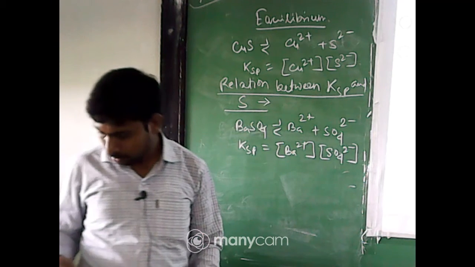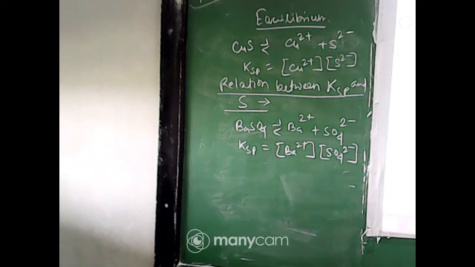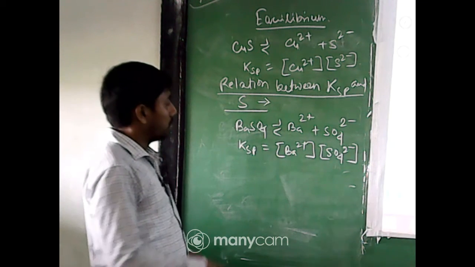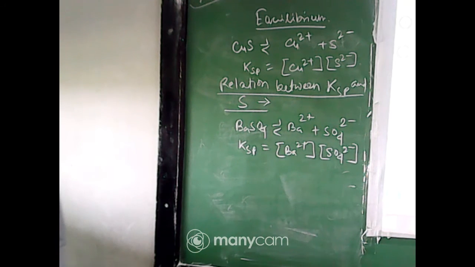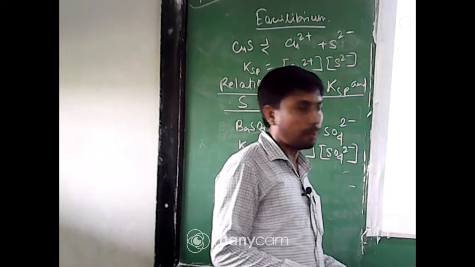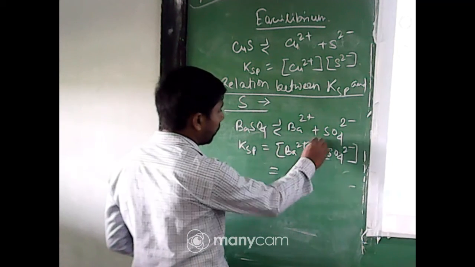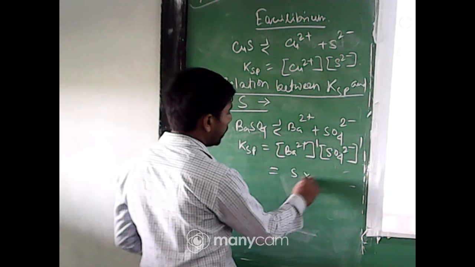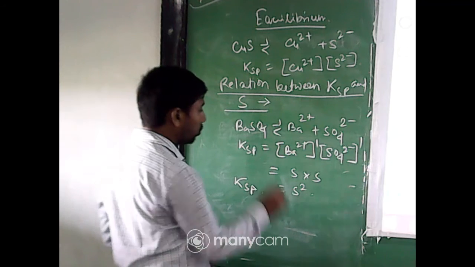Okay. Now move to the relation between solubility and solubility product. Ksp is equal to the individual concentrations to the power of their numbers. Now, if we assume that the solubility is S, that is S mole per liter, then for cations and anions having the power 1, it will be S into S, that is S square. So, Ksp equals S square.